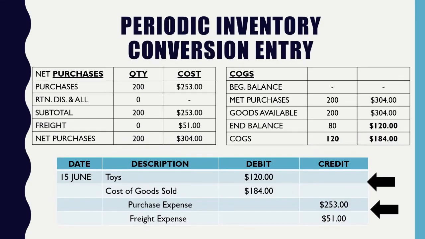So when we filled out our worksheet, we're essentially building our journal right here. We know exactly what our ending inventory was. It was 120. We know exactly what cost of goods sold was because we calculated it to be 184. And then purchases, we're looking at the total purchases of the 200 items, which we know was 253, plus the freight of 51, and there we have it. That is our journal here, plugging in information that we've already solved in the inventory worksheet.